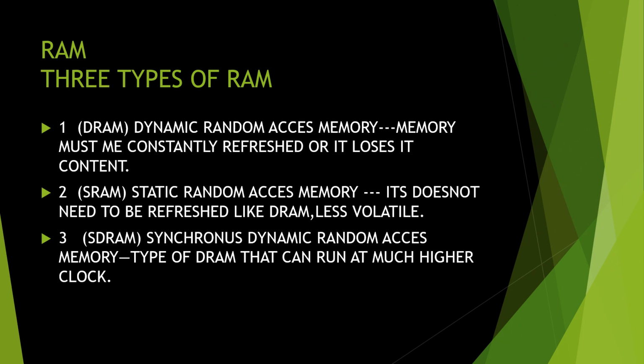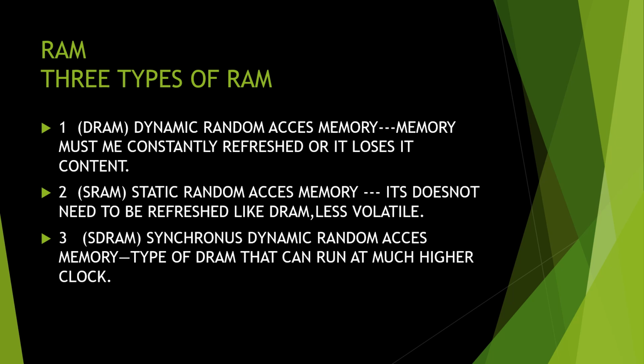The three types of RAM are DRAM, SRAM and SDRAM. DRAM is dynamic random access memory. The memory must be constantly refreshed or it loses its content. So it should be refreshed again, otherwise this memory will be lost. That we have to do in the case of DRAM. It is erasable, so it will automatically get erased, so we have to refresh it always.